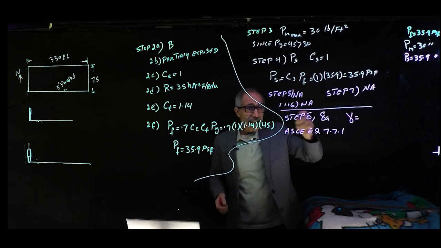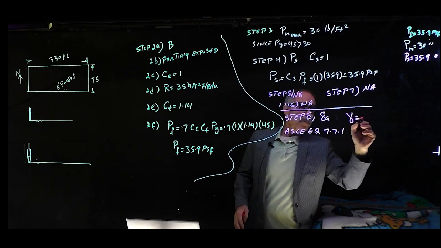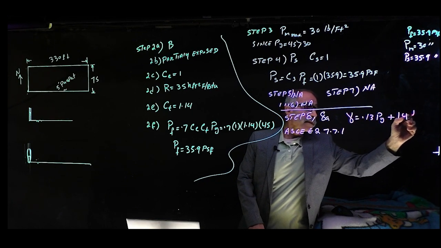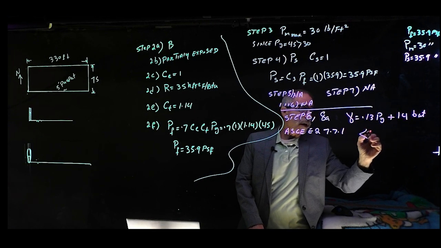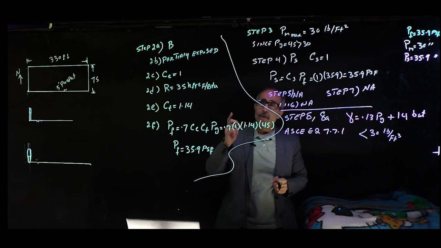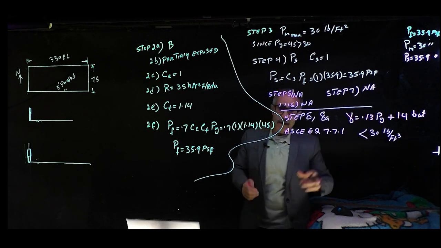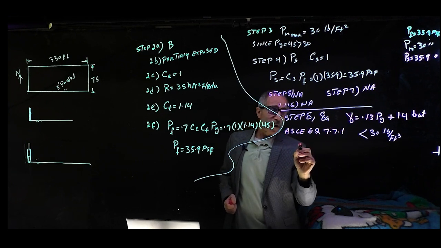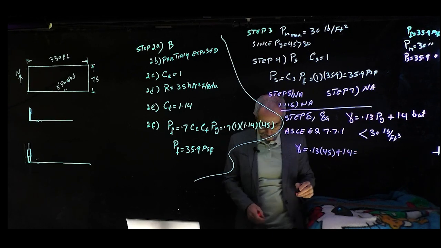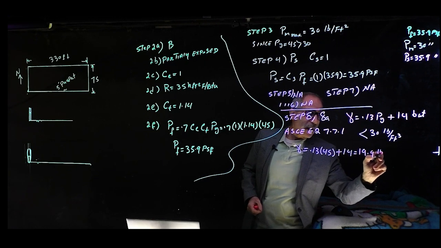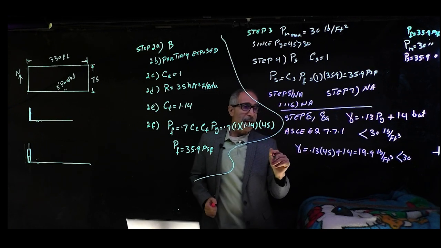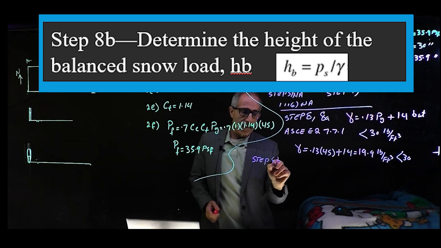But anyway, the ASCE equation says to use 0.13 times ground snow load plus 14, but it has to be less than 30 pounds per cubic feet. So really, it says snow is basically about 30 pounds per cubic feet at most. Remember, water is 62.4 pounds per cubic feet, so you know how heavy snow is. So let's find out in this area what the snow density comes out to. Gamma is equal to 0.13 times 45 pounds plus 14, and that comes out to be 19.9 pounds per cubic feet, which is less than 30, and that will stand. Then we're going to move over to step 8B. Let me use a different color.